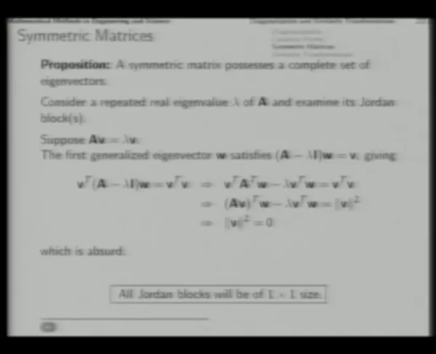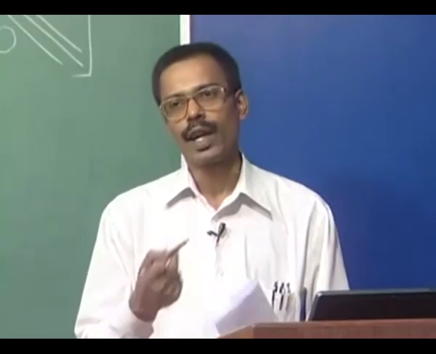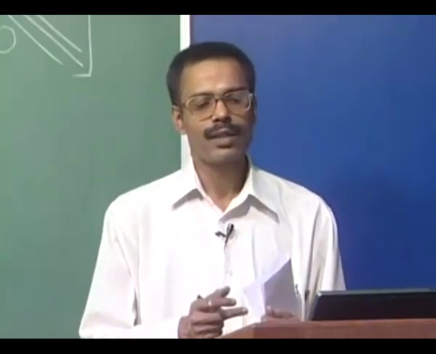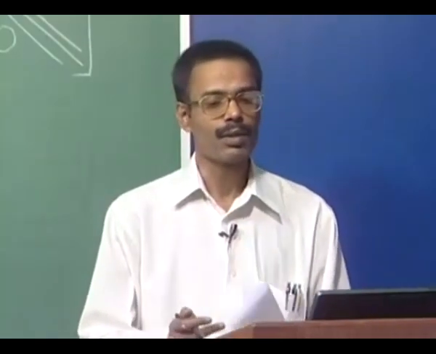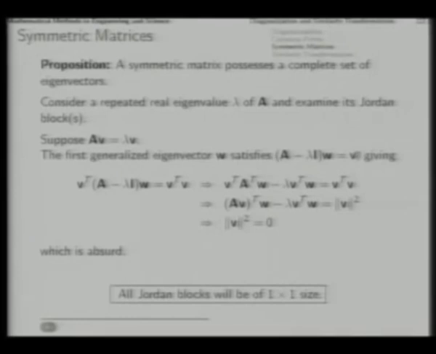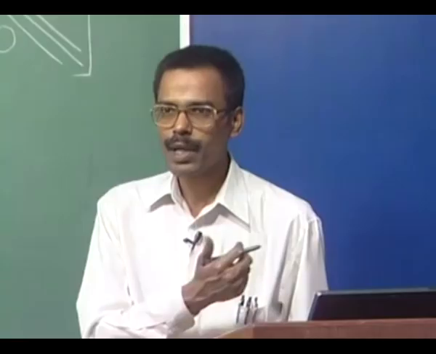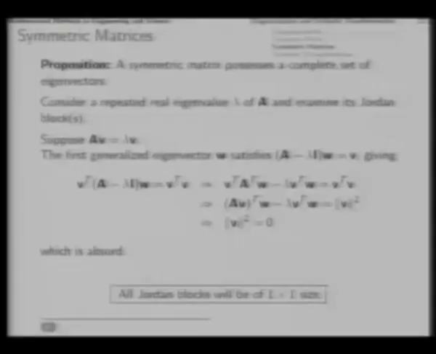Corresponding to that eigenvalue lambda, suppose the eigenvector is v, then we will have A v equal to lambda v, and we try to determine the first generalized eigenvector w, which must satisfy this relationship. Now if it has to satisfy this relationship, then by pre-multiplying both sides with V transpose, that is by taking the inner product of this with V, we will get V transpose this whole thing equal to V transpose V.